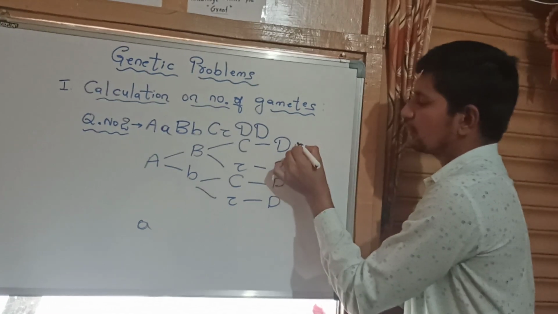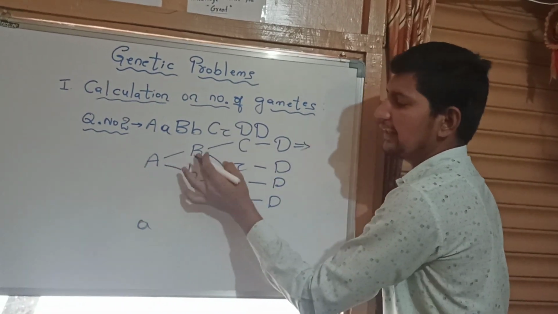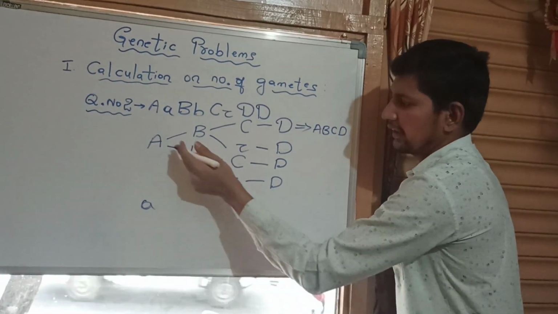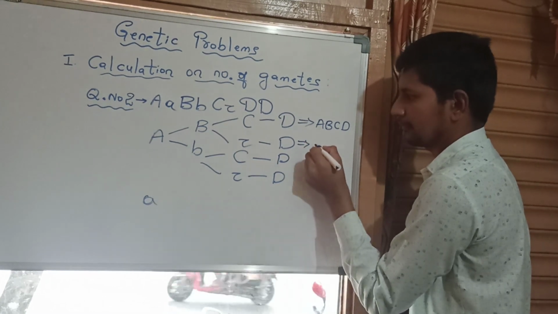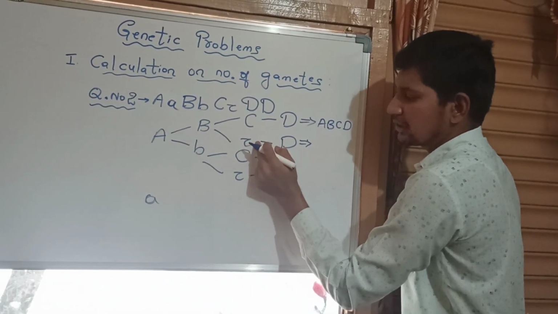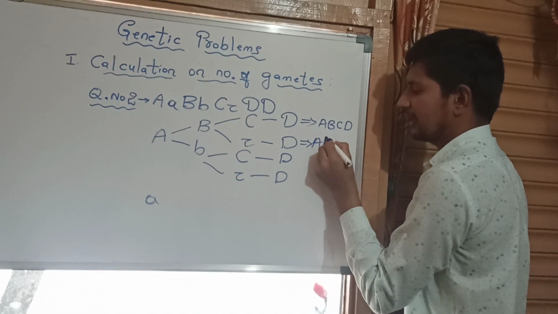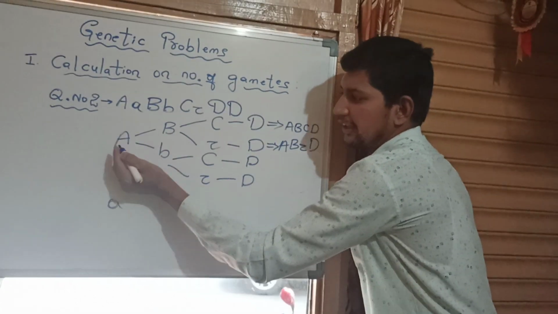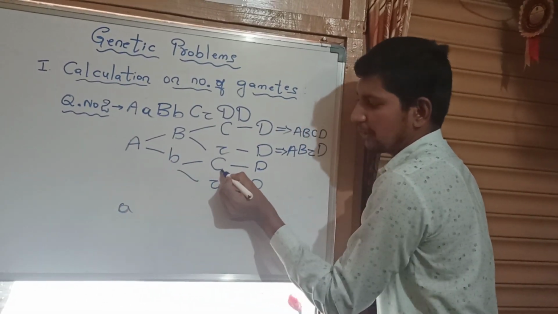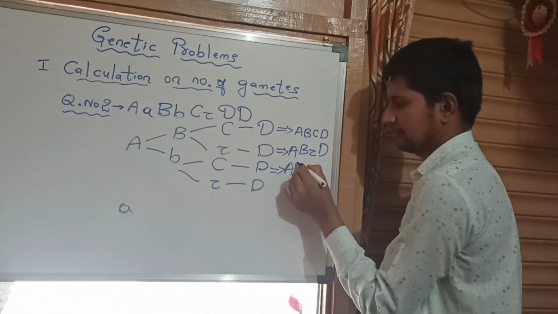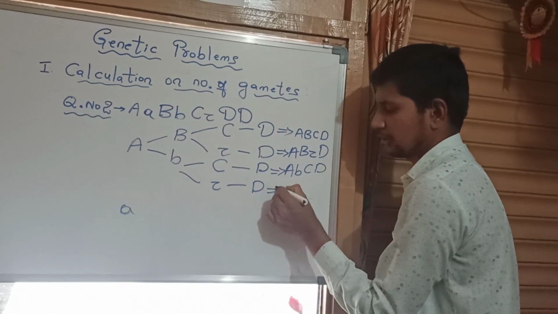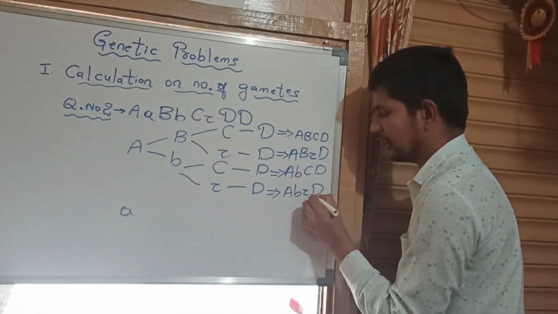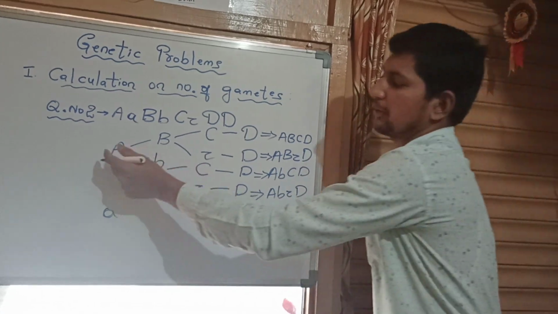Now we are going to write the gametes. Capital A, capital B, capital C, capital D, all are capital. Then capital A, small b, capital C, capital D. Capital A, capital B, small c, capital D. This is another possible gamete. Another one, capital A, small b, small c and capital D. So 4 gametes are possible by using this.